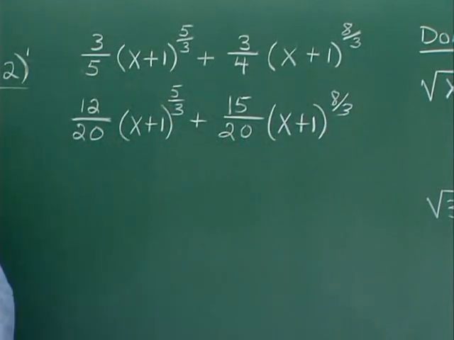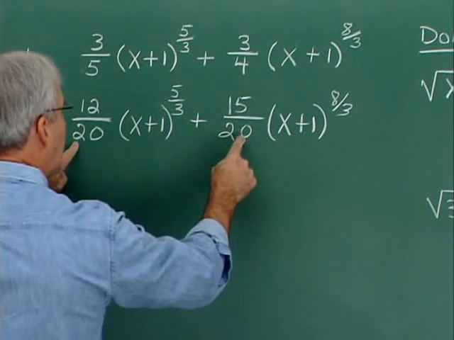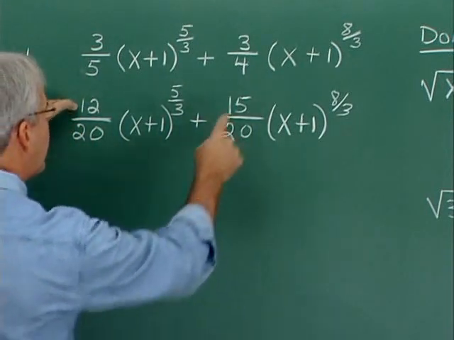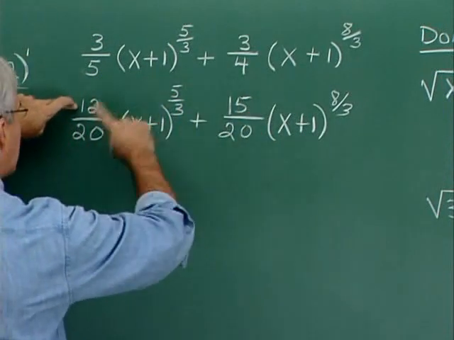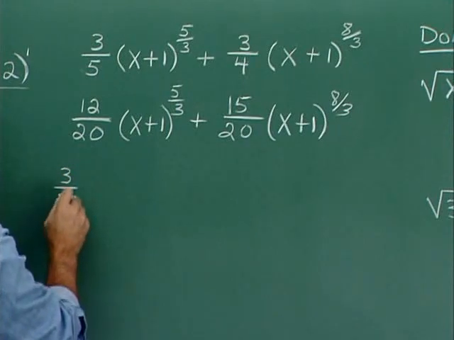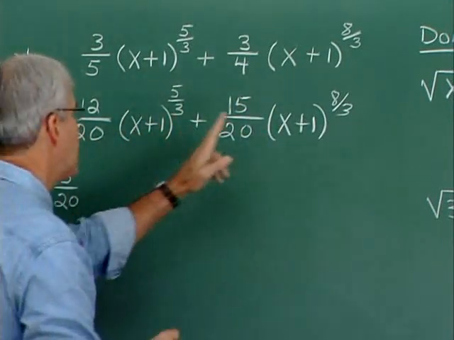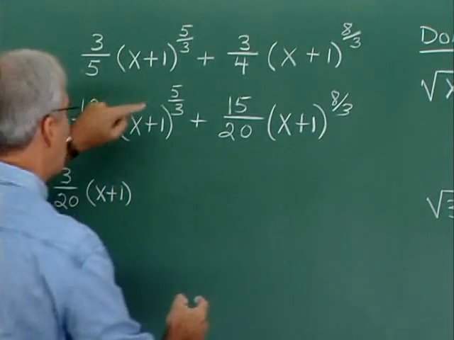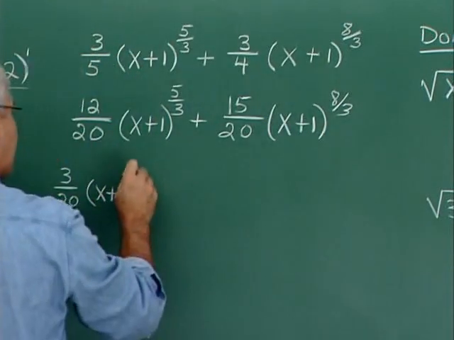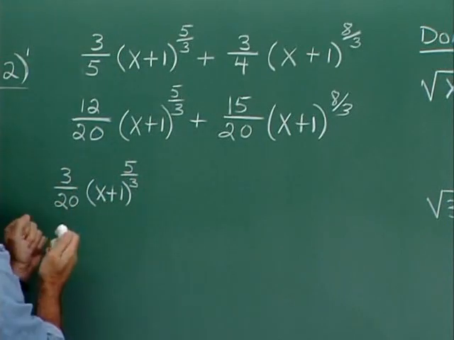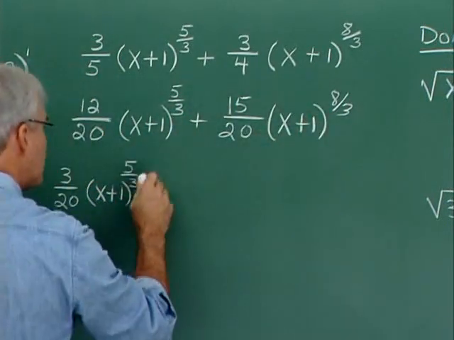All right, now let's take out a common factor. Well, between 12/20ths and 15/20ths, it's going to be some number of 20ths. The 12 and the 15, I think 3 is the common factor for those two. So we're going to take 3/20ths out of both of these terms. Now, we're also going to take out x plus 1 to some exponent. It's going to be the exponent which is the smaller of these two. Oh, that's 5/3. All right, so this is what we're snagging out as a common factor from these two terms.